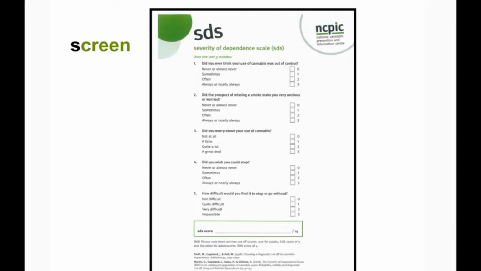Now, this screener is available as a download from our website, and it is a validated measure of dependence. It's 5 questions, and you probably can't read the bottom, but it gives you the cutoff line. Now, the maximum score is 15, and depending on the age, the cutoff will be either 3 for people who are 19 years or over, or 4 for anyone that's younger.